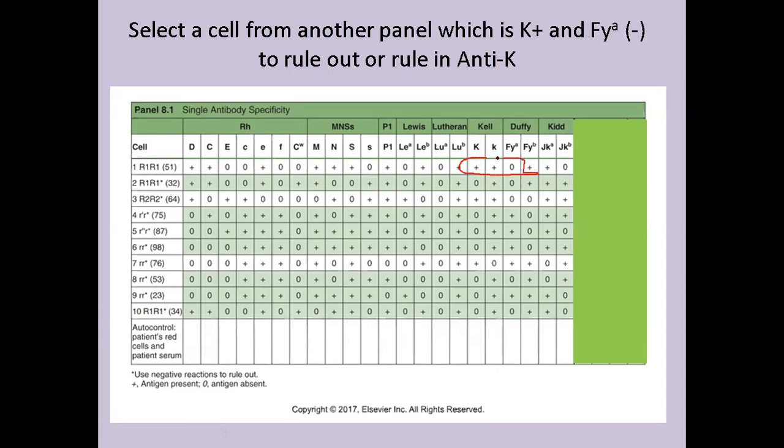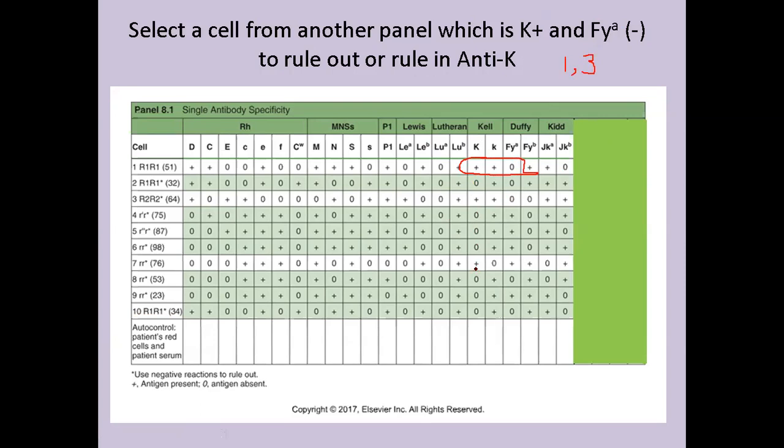So, oops, cell 1 could be used. Cell 2 doesn't have big K, so that's not going to help. Cell 3 has big K with no Duffy A. We could use cell 3. And we're looking for K positive.